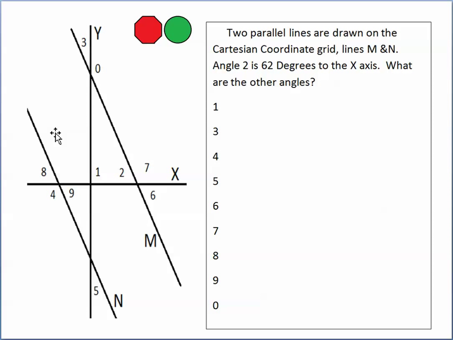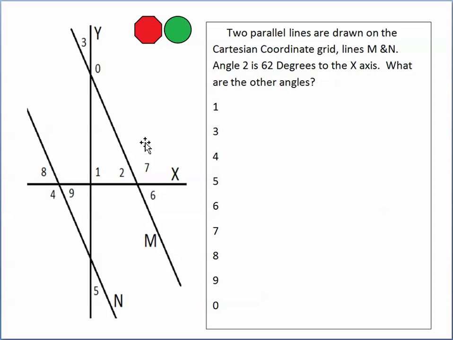All right, two parallel lines are drawn on the Cartesian coordinate grid. That's that XY thing. Lines M and N are two parallel lines drawn on the Cartesian coordinate grid. Angle 2 is 62 degrees on the x-axis. What are the other angles?